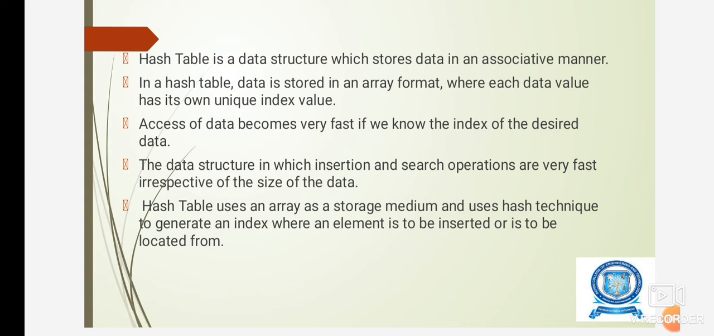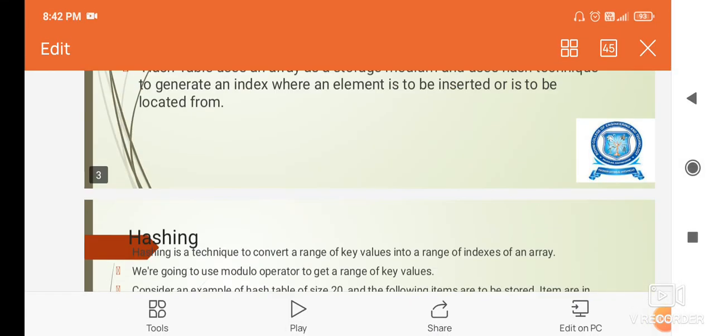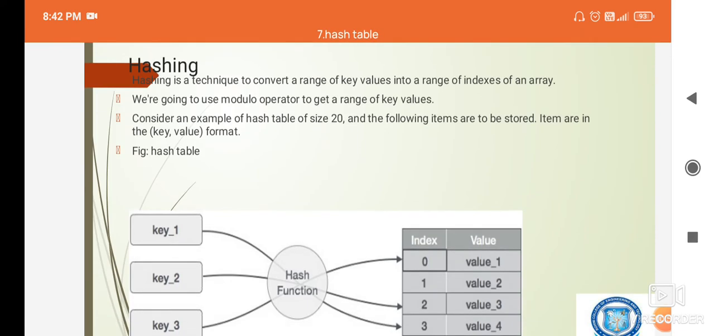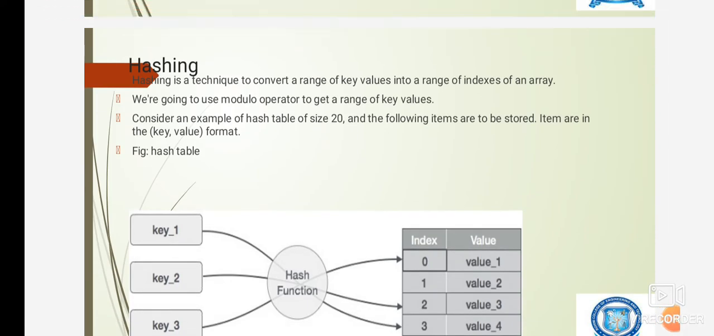Here the hash table uses an array as a storage medium and uses a hash technique to generate an index where an element is to be inserted or is to be located from. The next one is the definition of hashing. Hashing is a technique to convert a range of key values into a range of indexes of an array. Here we are going to use the modulo operator to get a range of key values.